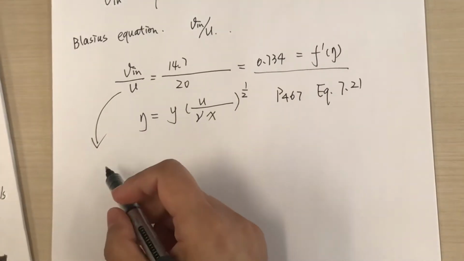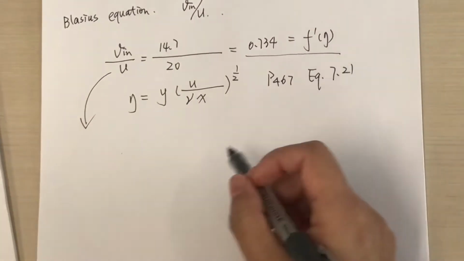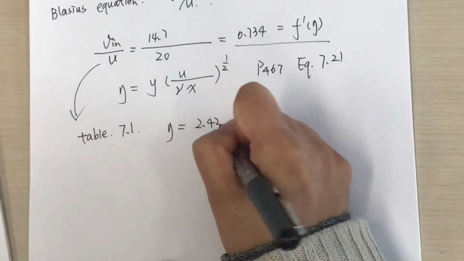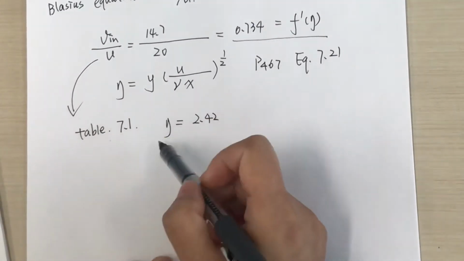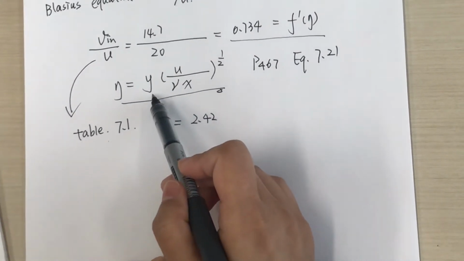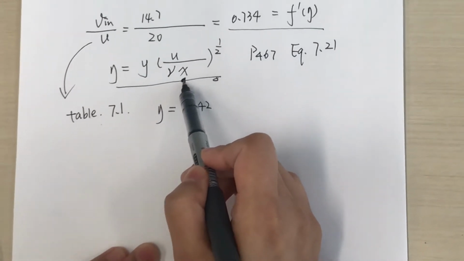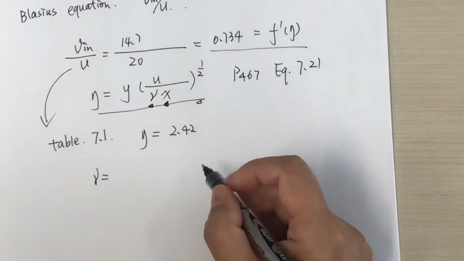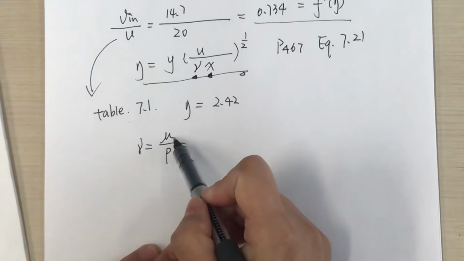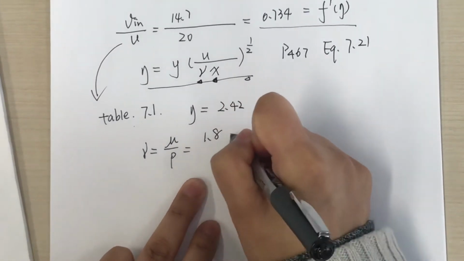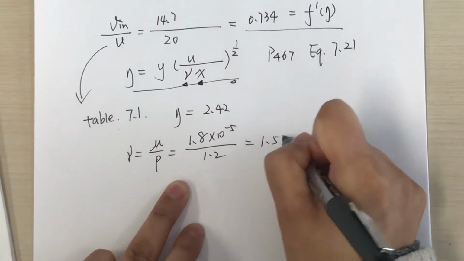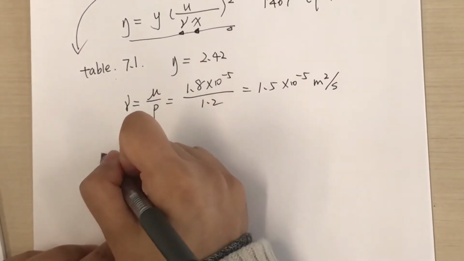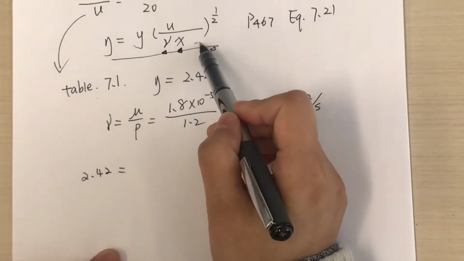Because we have already got the derivation of f eta, we can use table 7.1. We can get eta is 2.42. Because we have this equation, you can get the position x. In this equation, gamma is the kinematic viscosity. It should be viscosity over the density. This is the kinematic viscosity. So then we can plug the value into this equation.